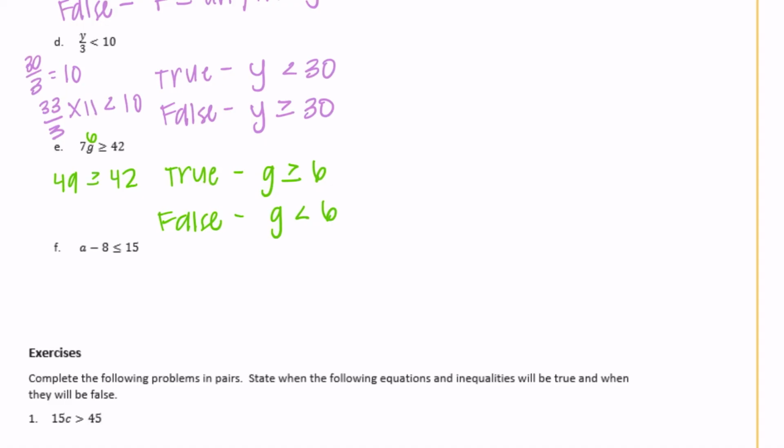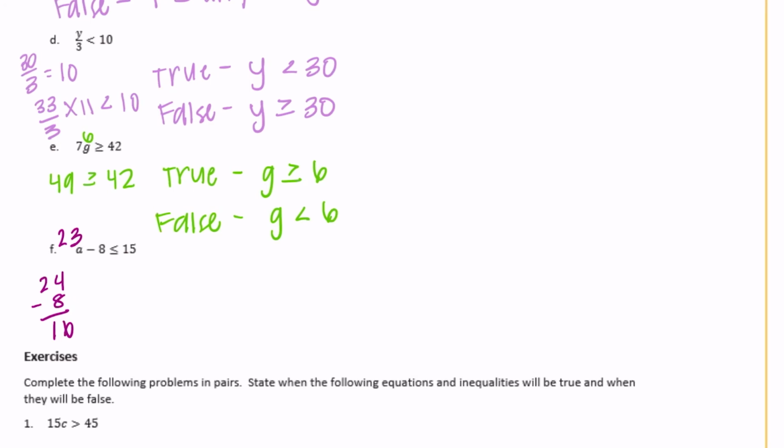And F. A minus 8 is less than or equal to 15. So what minus 8 is equal to 15? That would be 23. So if A is equal to 23, then it's true. But this is a less than or equal to. For example, if we made it 24 minus 8, that would be 16. So that would no longer be true.